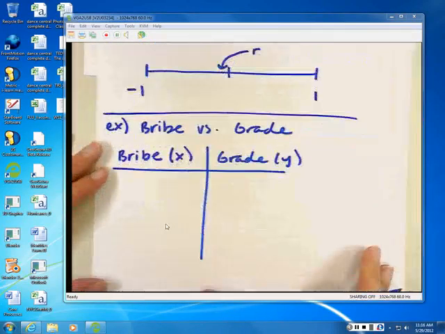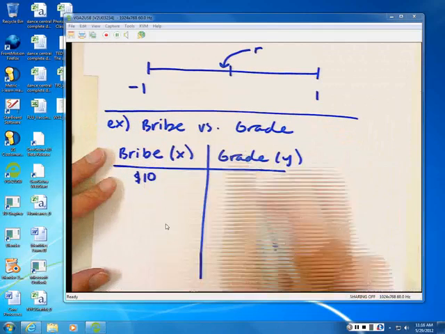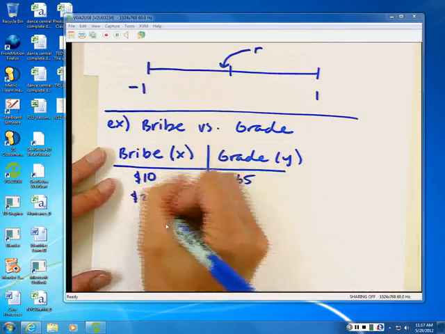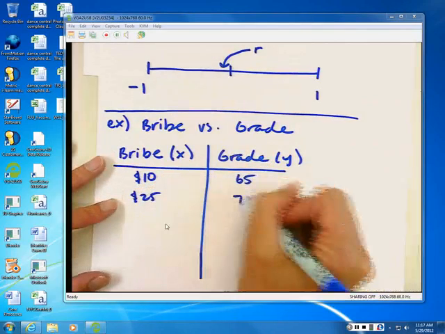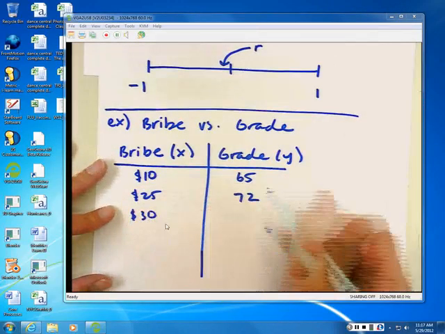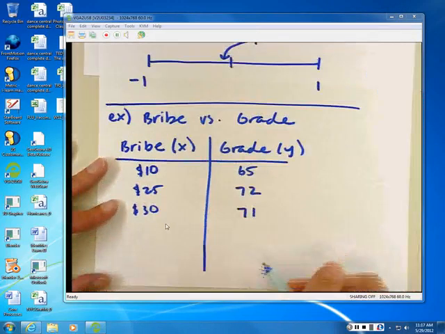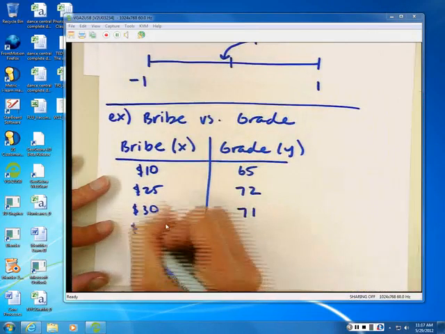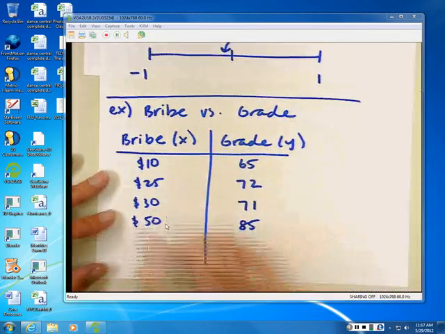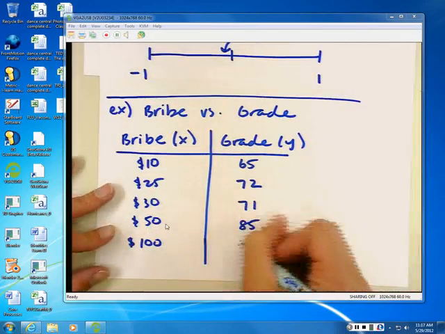So let's just say, just hypothetically, that a student gave me $10 for their bribe, and they got a 65. The next student gave me $25, which is a little bit better, but not a ton. They almost passed and got a 72. The next student gave me 30. Okay, I'm expecting an upward trend, right? If I really do accept bribes. 71. So not upwards, but we're looking for a trend. Then I have a student that gave me 50, and that student scored an 85 overall. And then finally I have a student who really went for it and gave me a $100 bill. I accept cash only, and they got a 97.